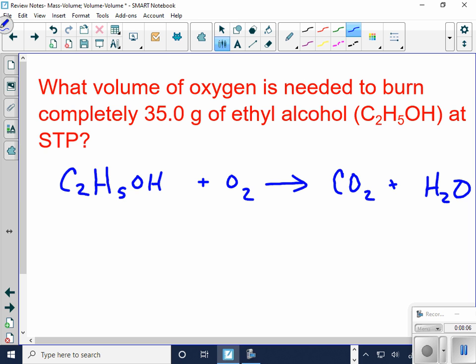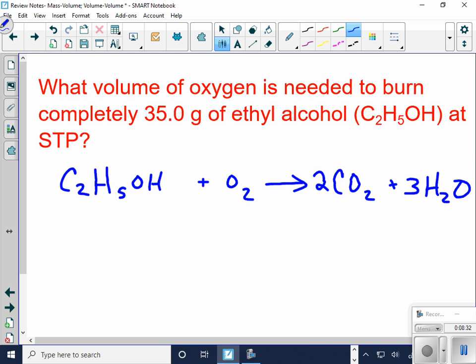So where do I start when I balance this? Anybody remember where I like to start balancing this? With carbon. So I'm going to put a 2 right there, so my carbons are balanced on each side, 2 and 2. I can see my hydrogens, 5 and 1 is 6. So I've got to put a 3 there to give me 6 hydrogens.